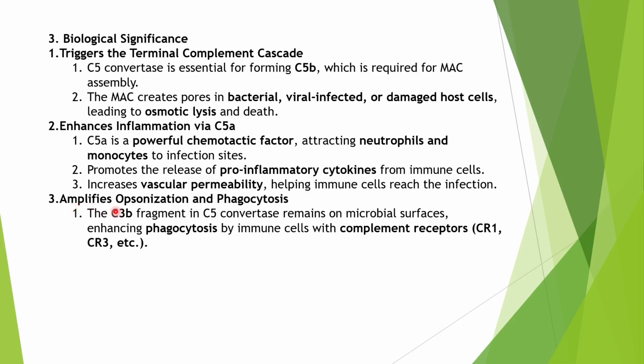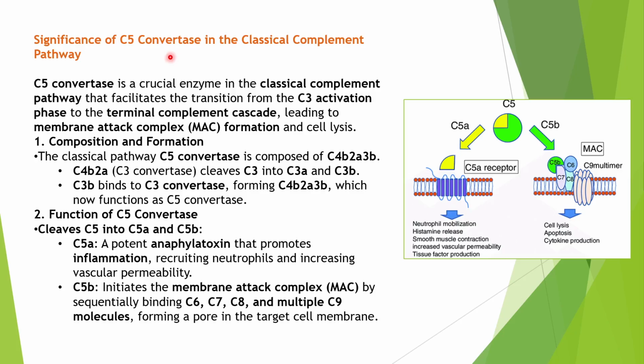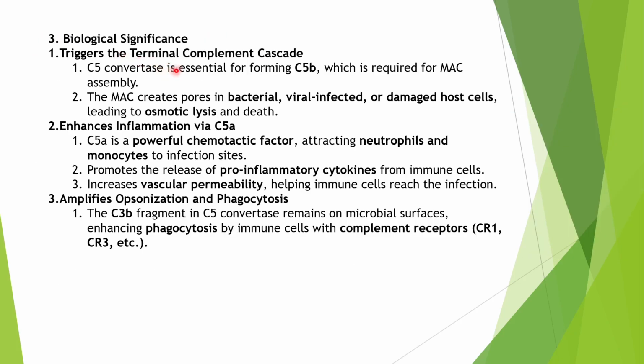It also amplifies opsonization and phagocytosis. So the C3b fragment in the C5 convertase complex remains on the microbial surfaces, and this enhances phagocytosis by immune cells with complement receptors CR1 and CR3. So basically the C5 convertase triggers the terminal complement cascade, enhances the inflammation, and amplifies opsonization and phagocytosis.